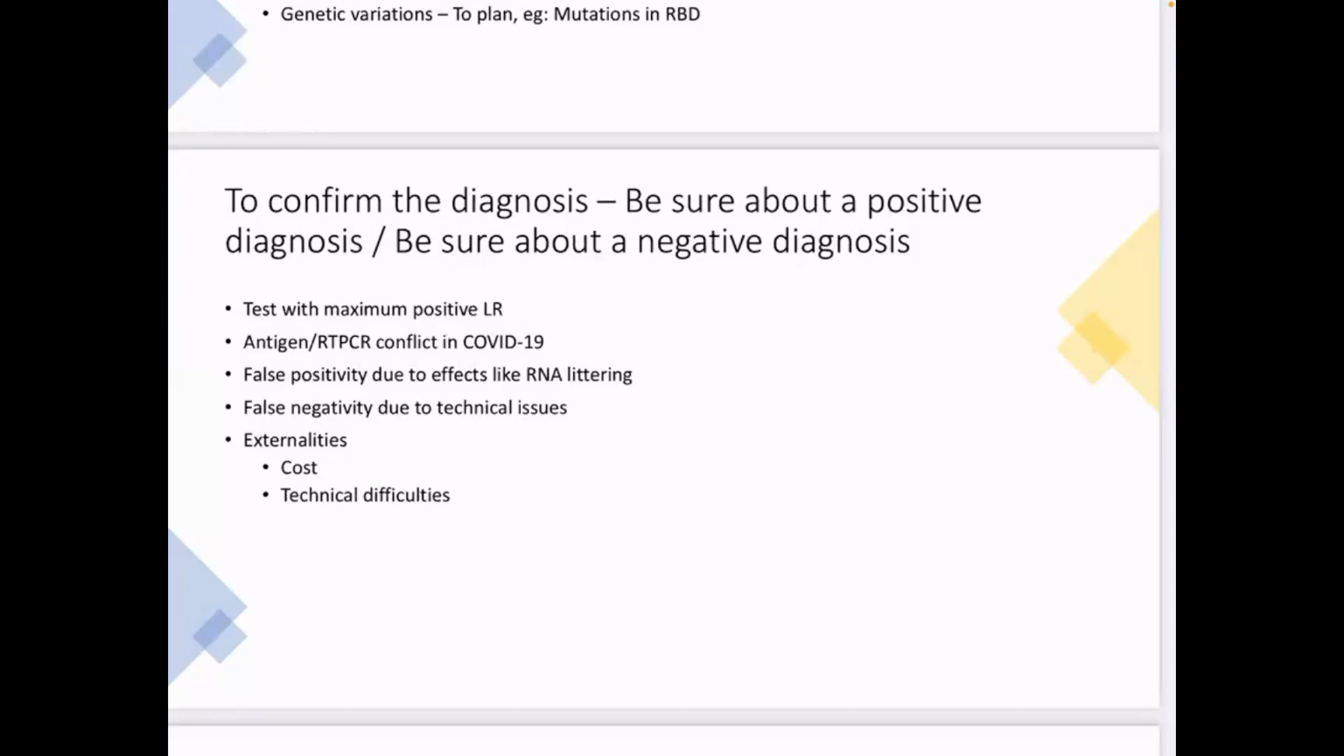Sometimes you may opt for a test which is technically less efficient to increase the numbers at the time of peak. But in between outbreaks, or when the numbers are coming down, definitely you have to go for RT-PCR, because RT-PCR is technically a better test compared to antigen.